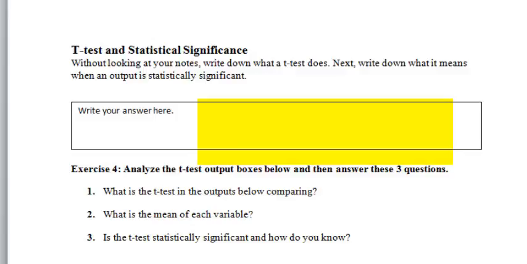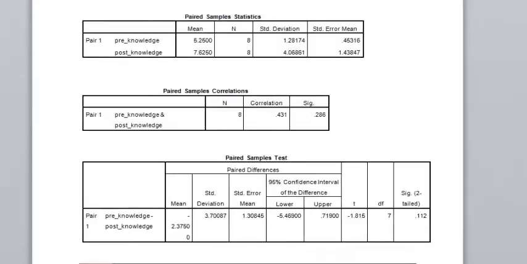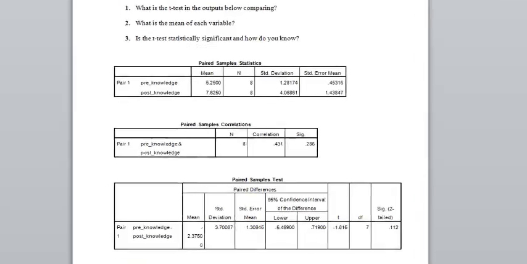So go ahead and look at those three output boxes below and answer the three questions. First question: what is the t-test in the outputs comparing? So what are the variables that it's looking at? What is the mean of each variable? And is the t-test statistically significant, and how do you know? So go ahead and shut the video off if you need to, otherwise I'm going to review the answers.